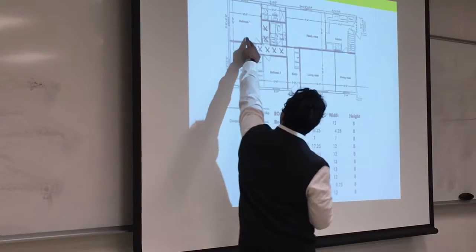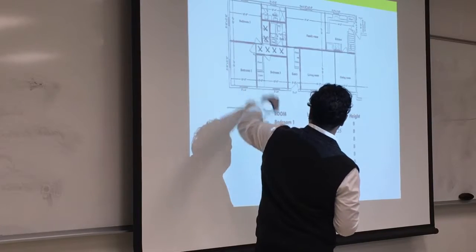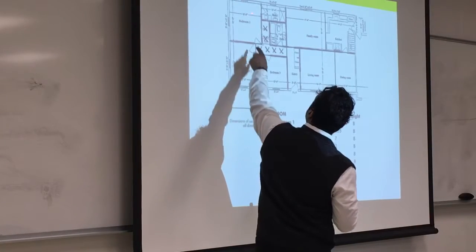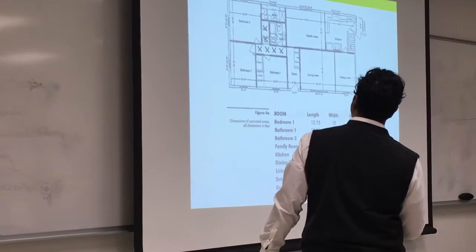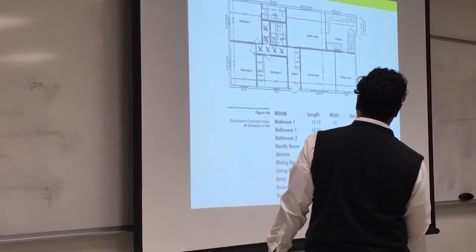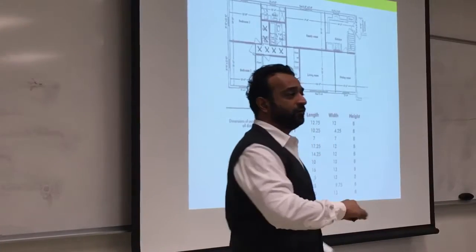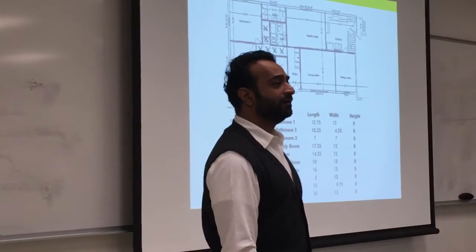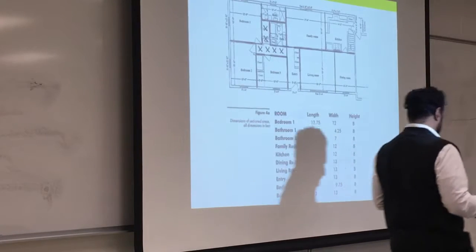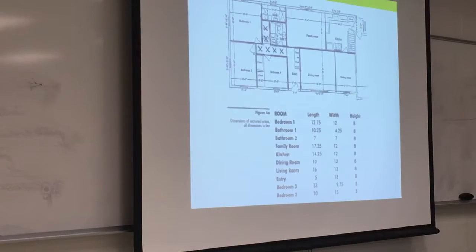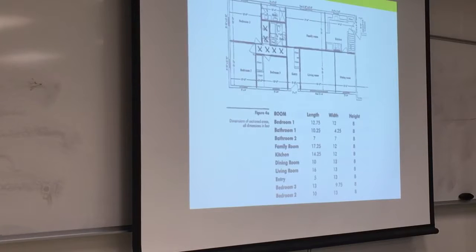So here, we have a width of 12 feet and 6 inches. This is 8. So 12 is 75, they rounded up. And width is 12, and height is 8. The height usually is uniform across the house, unless you have a vaulted ceiling or raised ceiling in one area. Okay? Any question about dimensions?